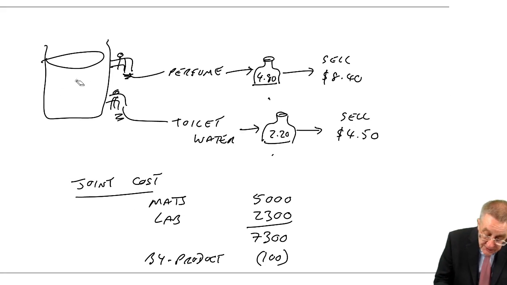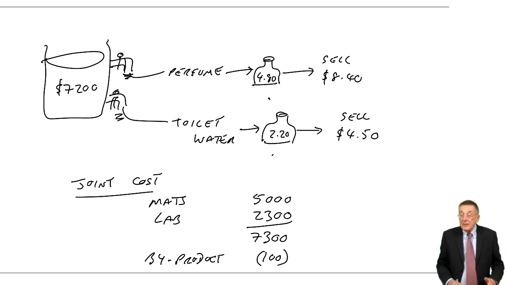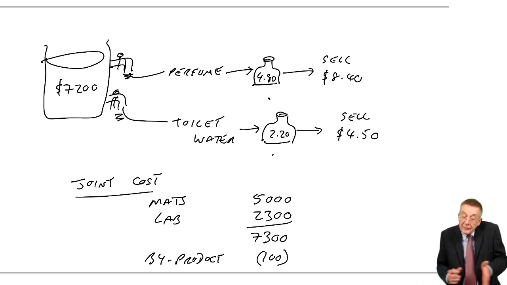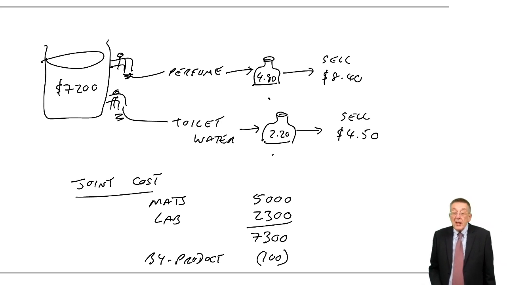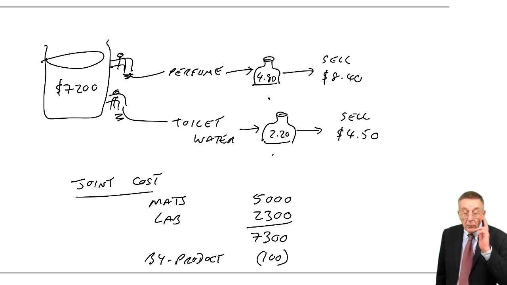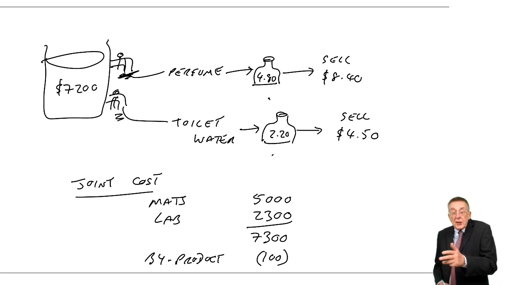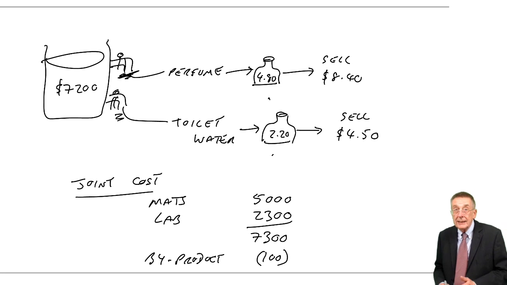These are the costs incurred in that tank. We need to split it between perfume and toilet water. And then to get the final cost of perfume, we'll add on 480. To get the final cost of toilet water, we'll add on 220. We're going to use the market value approach. But again, what's the market value when it leaves the process? It's going to be sold for 840, but you can't sell it for 840 until you've spent that extra money.